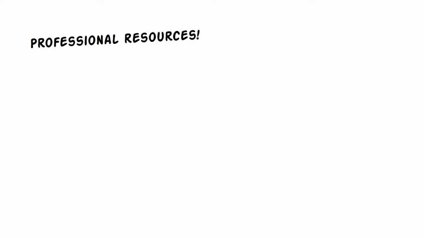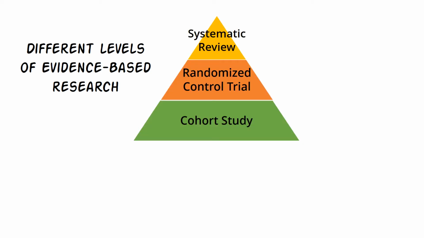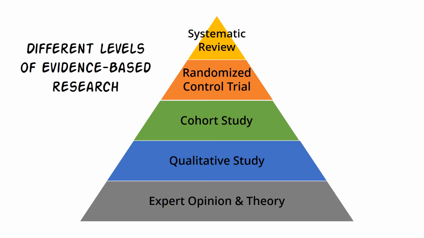Evidence in detail. Previously, we introduced you to professional resources to find evidence: reference materials, scholarly journals, and systematic reviews. There are so many journal articles, but they are not all designed equal. In fact, there is a general hierarchy. In this pyramid, the higher you go, the better.